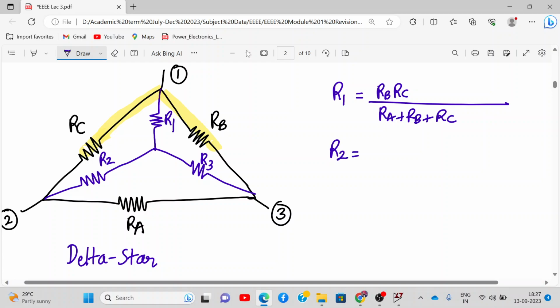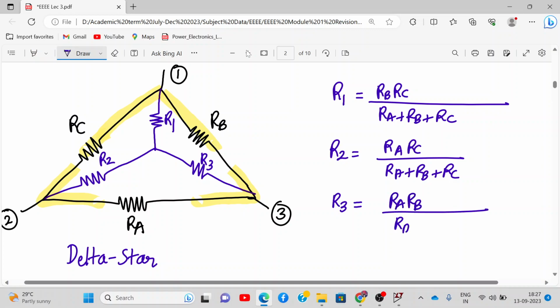Now similarly, how do we write R2? R2 will be, what are the adjacent resistances? RC and RA. So it will be RA RC divided by the total resistance RA plus RB plus RC. Similarly, what will be R3? R3 will be, these two resistances are adjacent to it, so it will be RA RB divided by the total resistance. So this internal network, the blue one, is my equivalent star network.